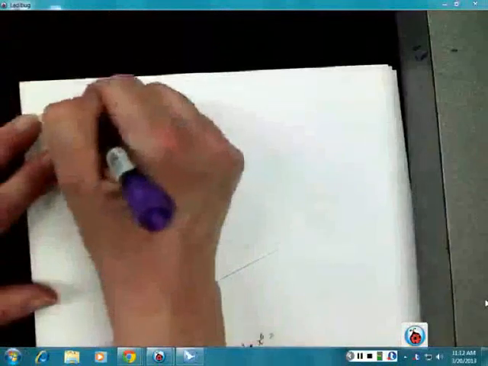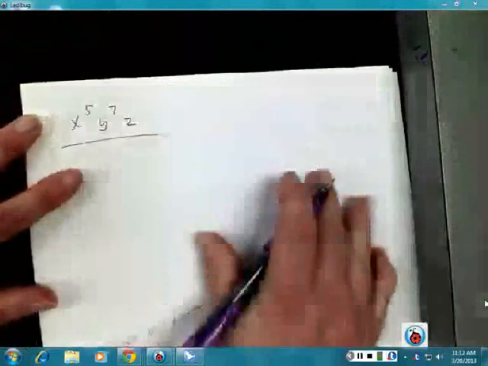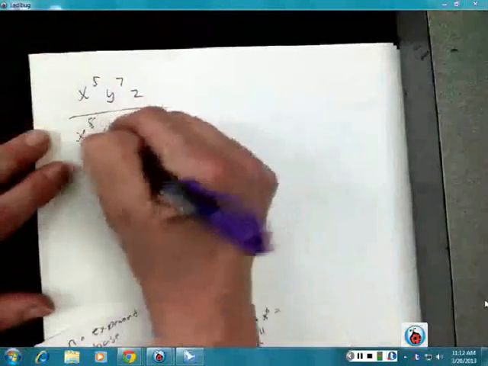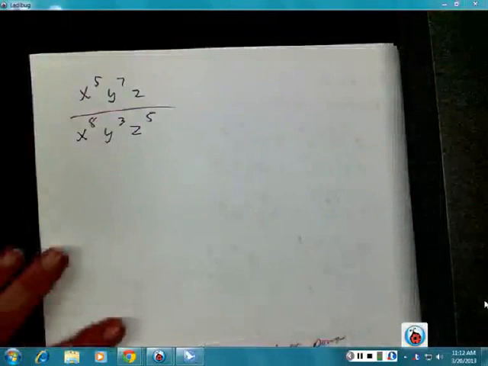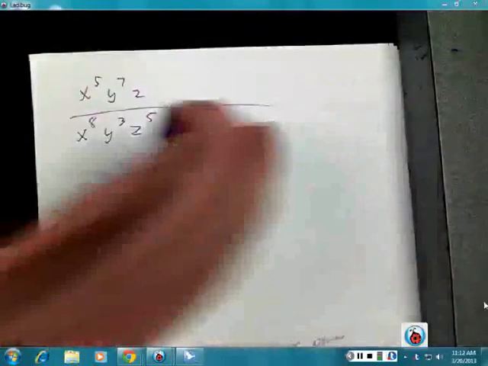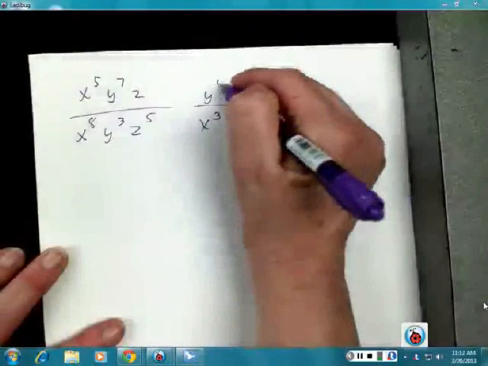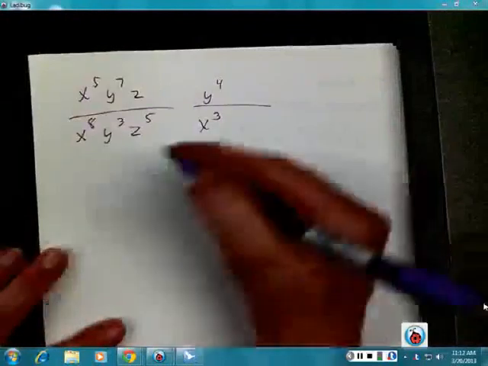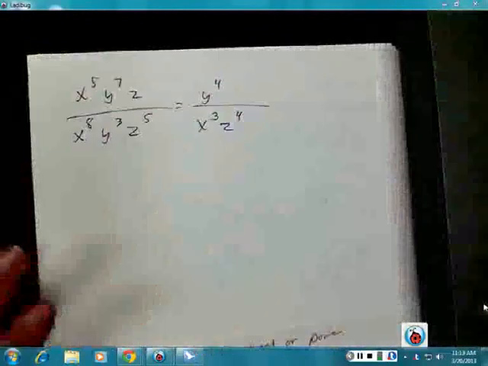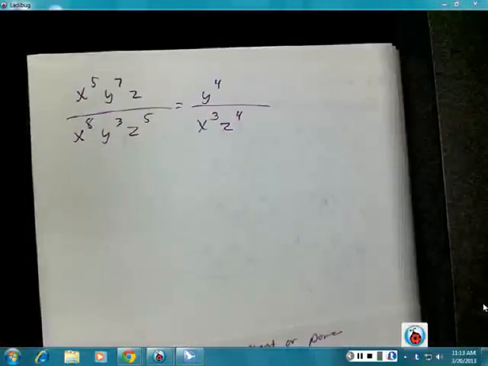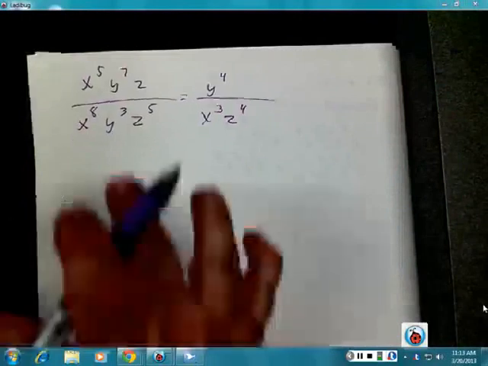So what about this one? I better start a new sheet here. The hard one. Kind of getting messy there. What if you had x to the 5th, y to the 7th, z, all over x to the 8th, y to the 3rd, z to the 5th. That hard enough for you? 3rd on the bottom. Okay. X to the 3rd down there. Y to the 4th on top. And Z to the 4th on the bottom. Perfect. Good deal. So you're getting those combined and your combinations in there. All right with these, you think?